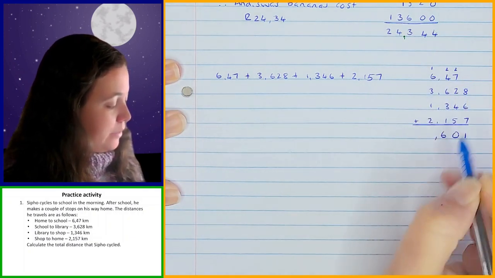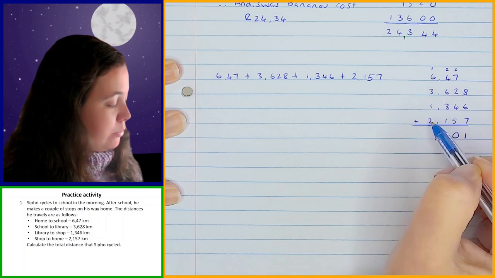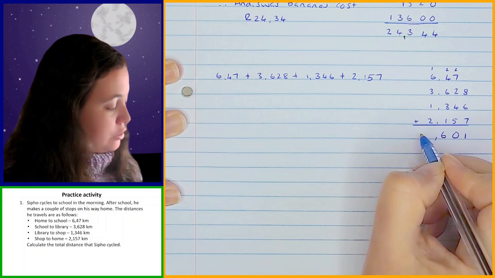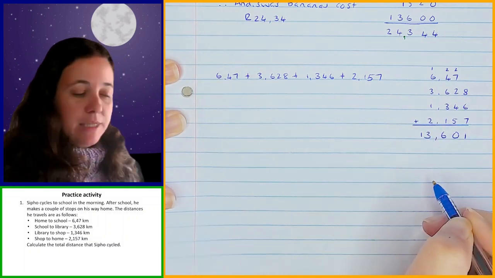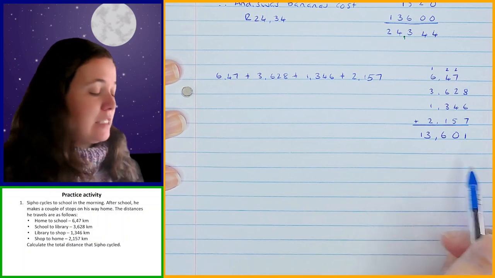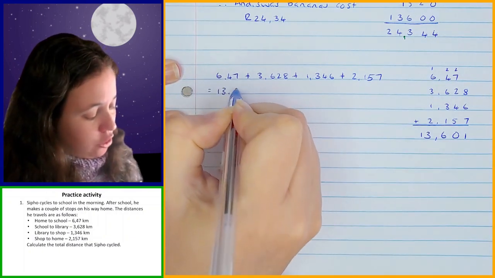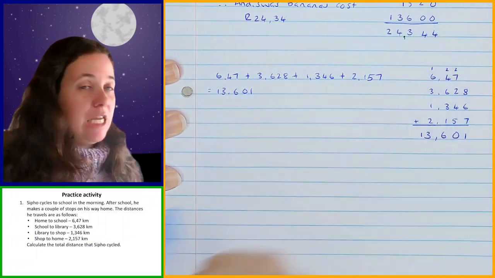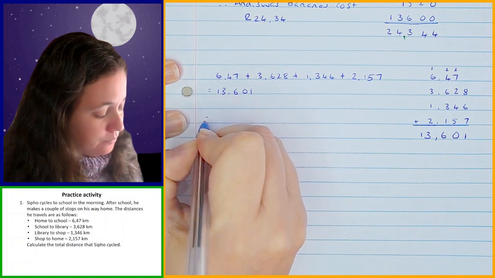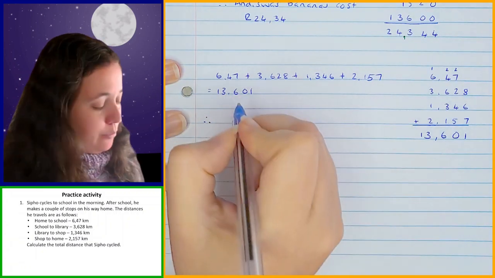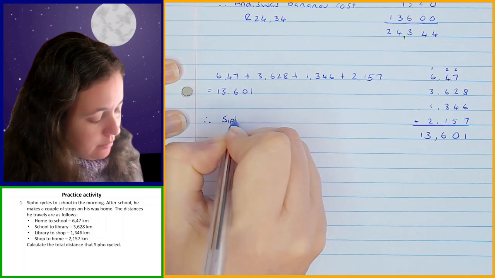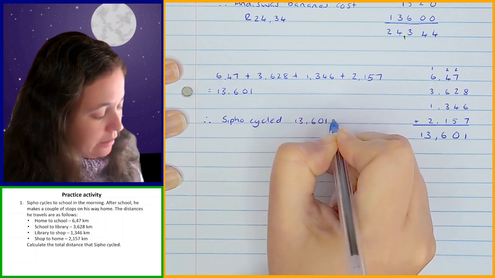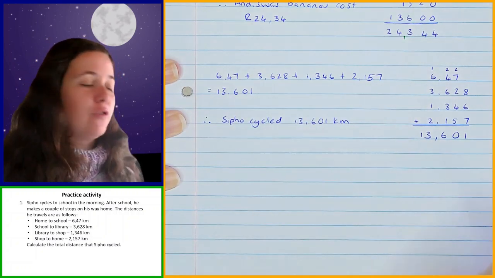Then I've got my comma. Then here I've got 1 plus 6 plus 3 plus 1 plus 2. This 6 plus 3 plus 1, that is going to be 10, plus 1 plus 2 is 13. So that's 13.601. So that is the total distance. So now I can say over here, 13.601. So now I've worked it out. So that was my number sentence. Now I've solved my number sentence. Now I need to go and answer the question. So therefore, Sipor cycled 13.601 kilometers. And that's what you should have got for that question.